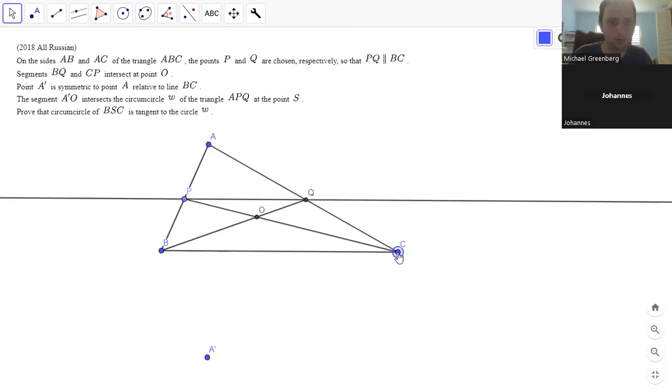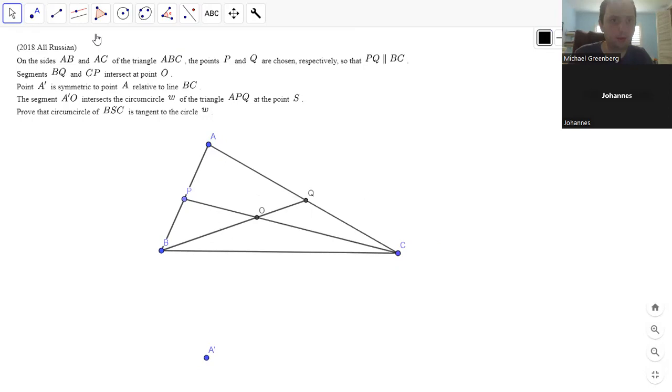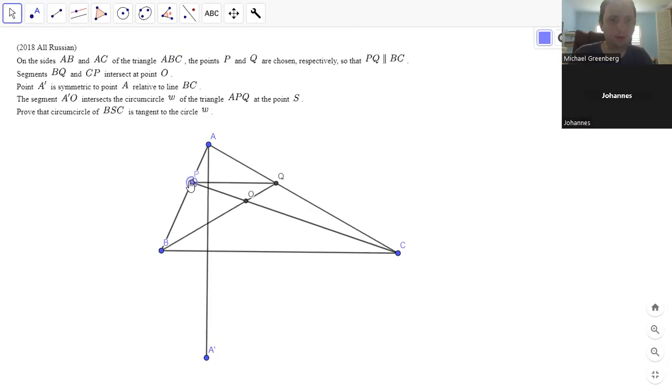So obviously AO passes through the midpoint of BC. Here we have a kite. It almost looks like P is the midpoint. So I'll do something like that. So yeah, this is a kite. And segment A prime O intersects the circumcircle of APQ at S.